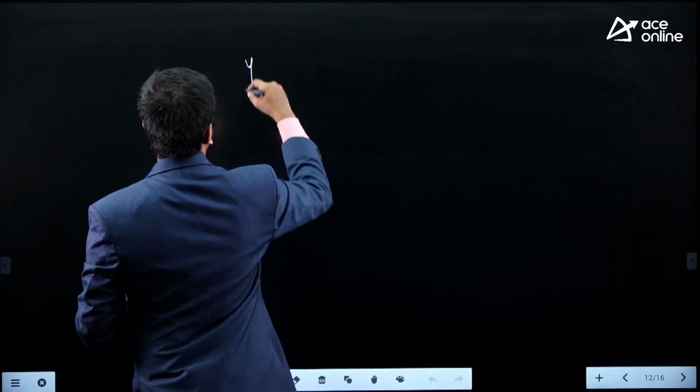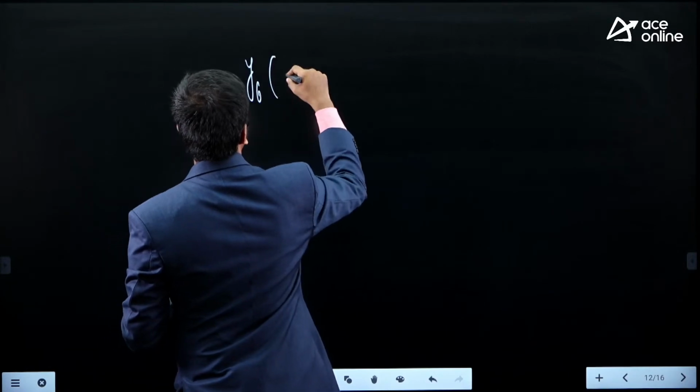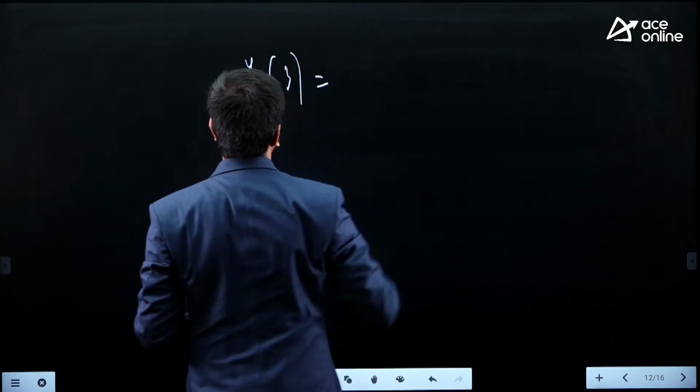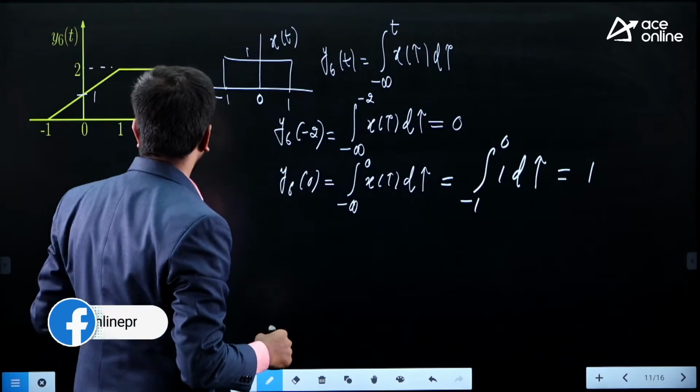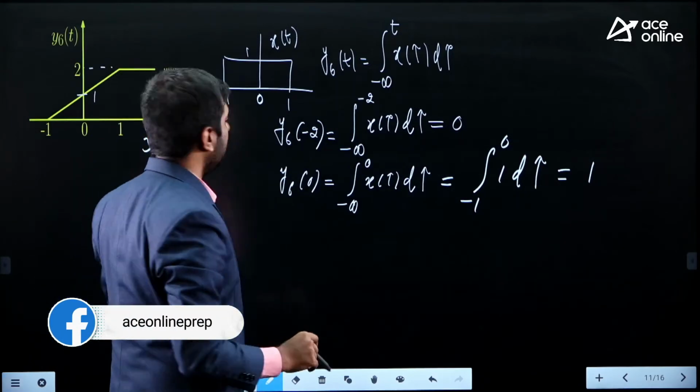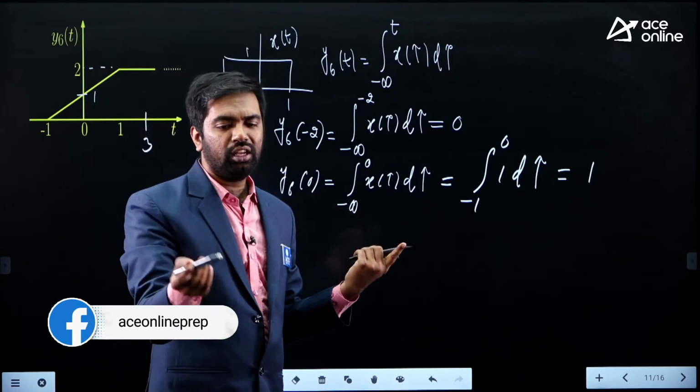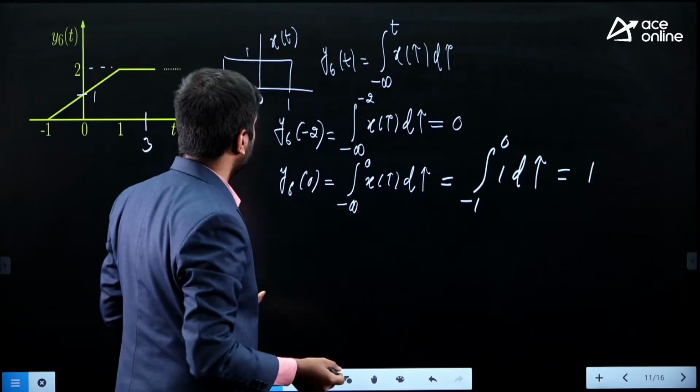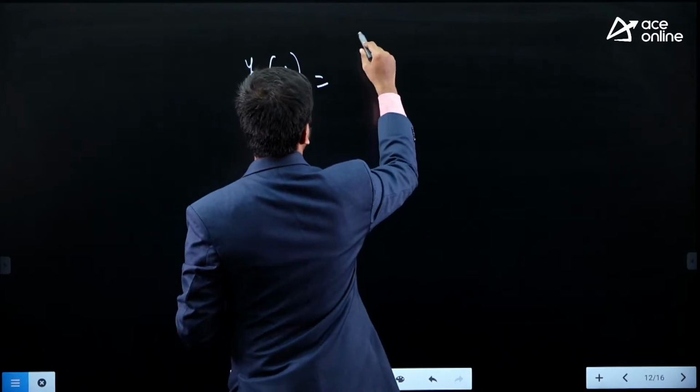So let me verify with what is y6 of, let's say, 3. From this graph, let's say 3 is here. Y6 of 3, that is the value of y6 at t equal to 3, is how much? It's 2. So let's see whether we get it or not.